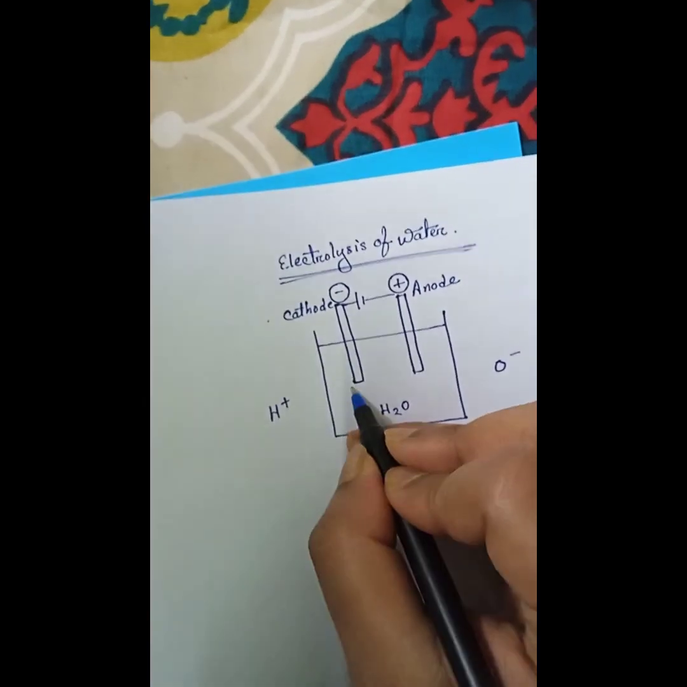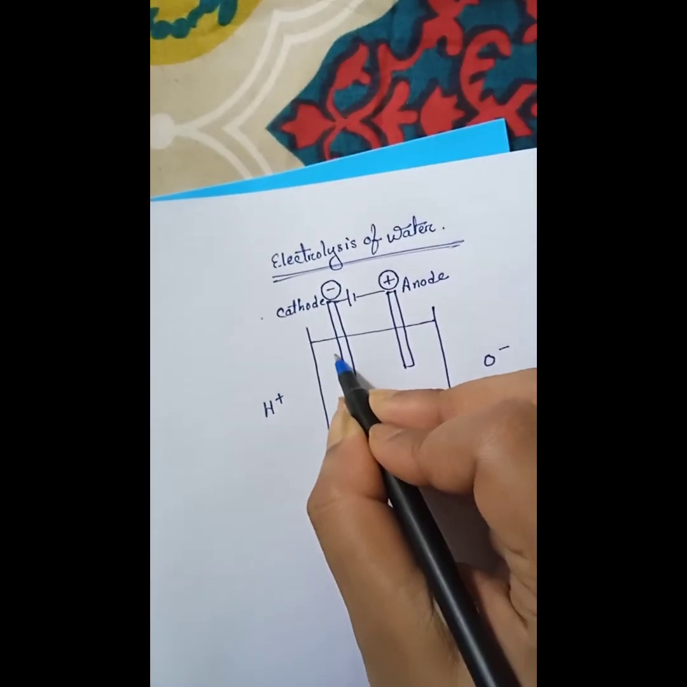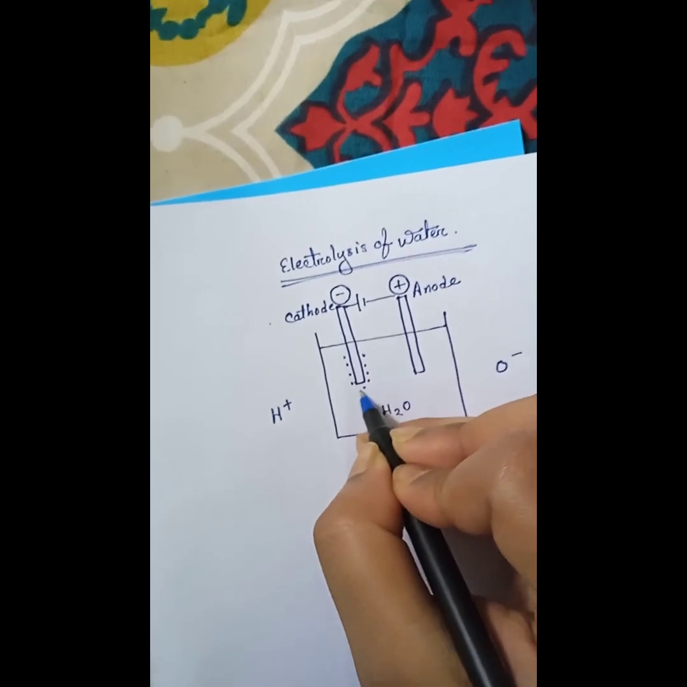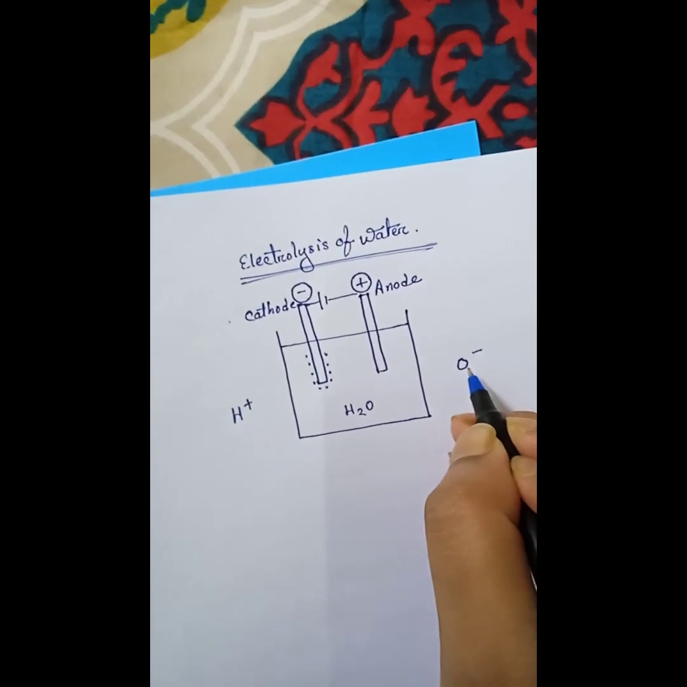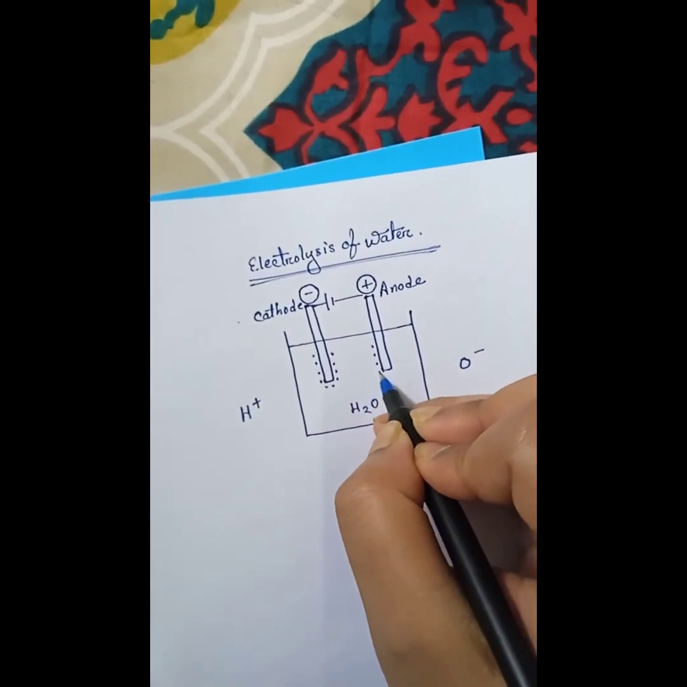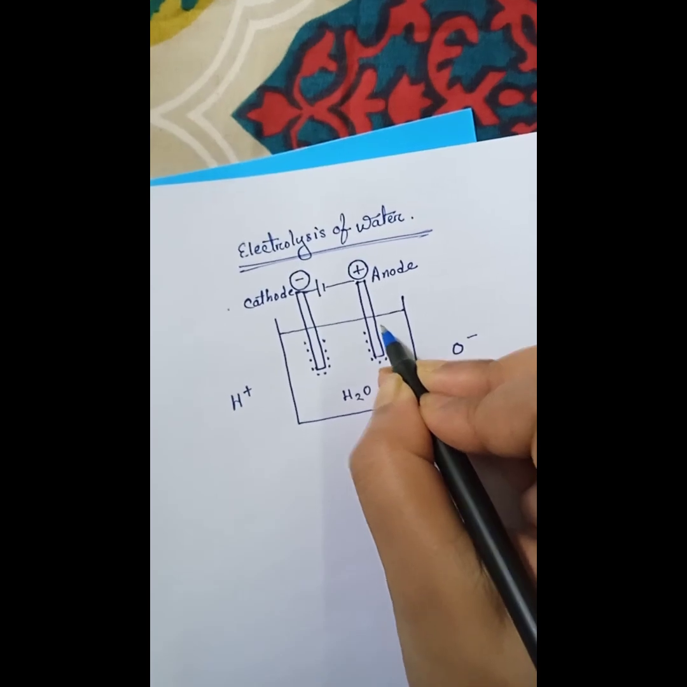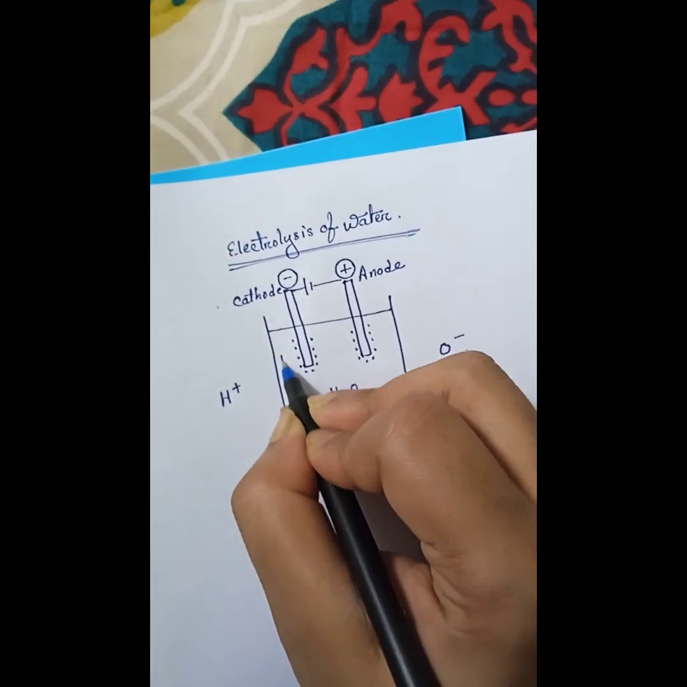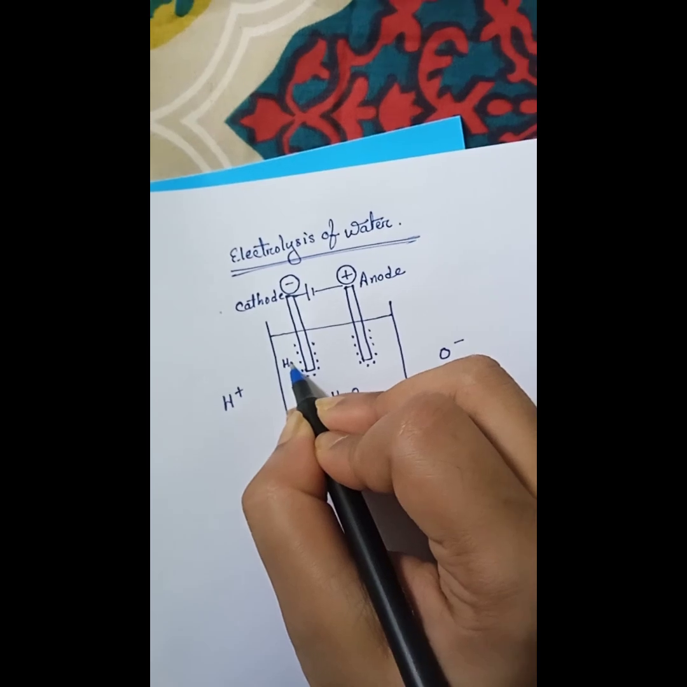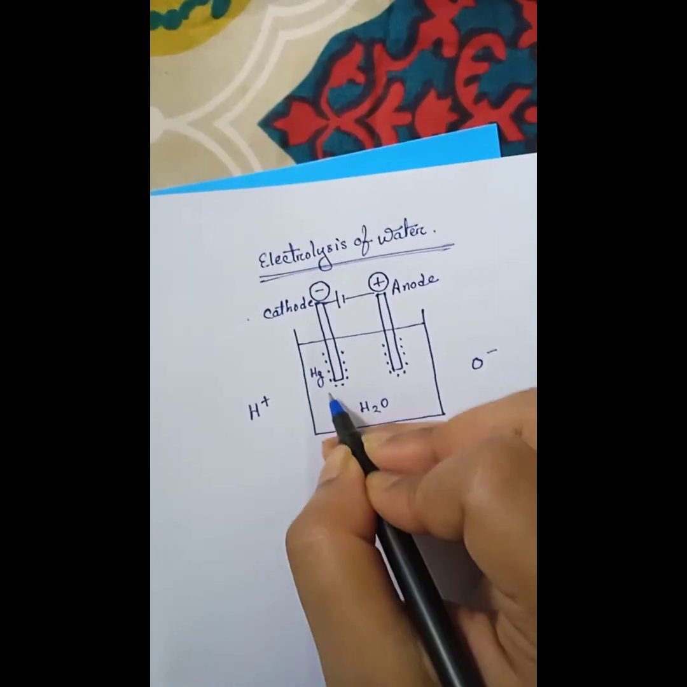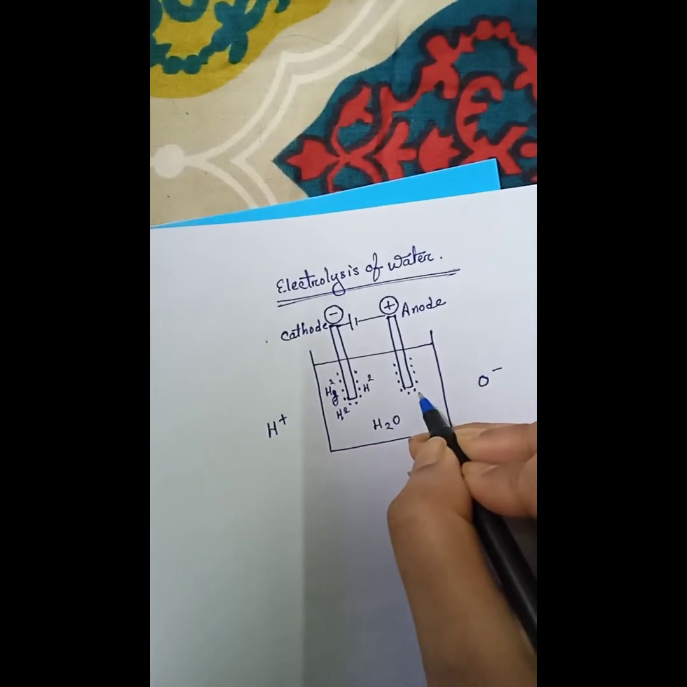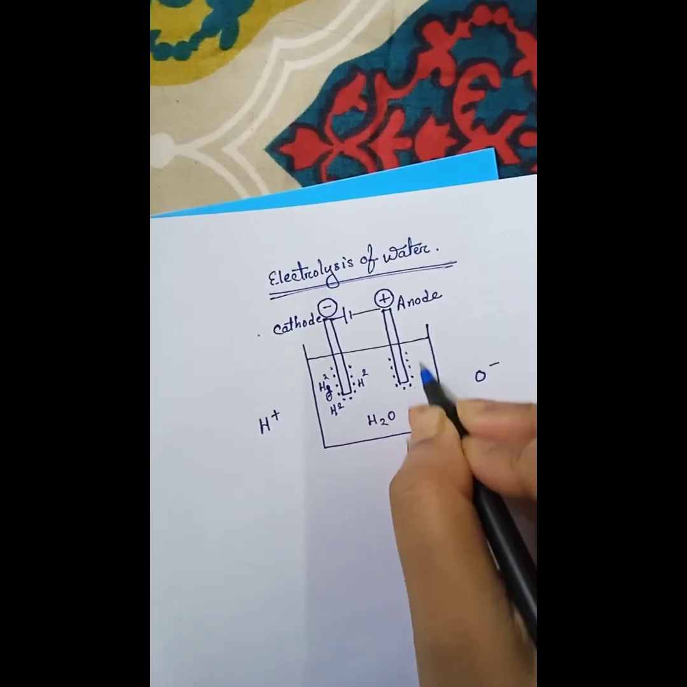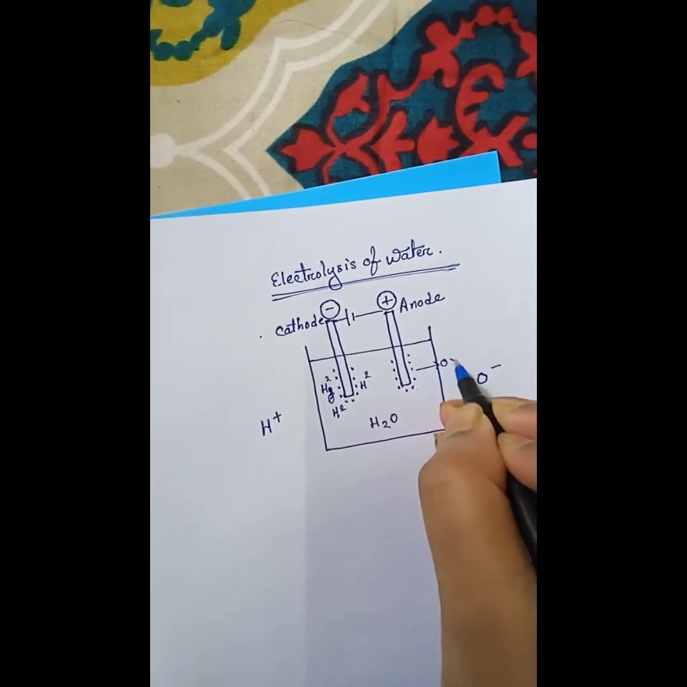The hydrogen ions will get accumulated around the cathode. As they are positively charged, they will be attracted to the negative charge, whereas the oxygen, which is negatively charged and has 8 electrons, will get accumulated around the anode, which is positively charged. The hydrogen ions will produce H2, that is hydrogen gas, and the oxygen will get oxidized around the anode.